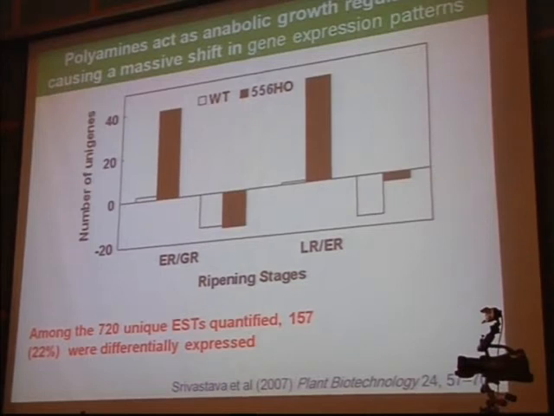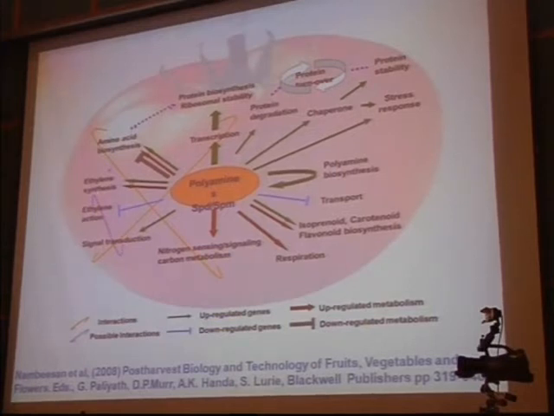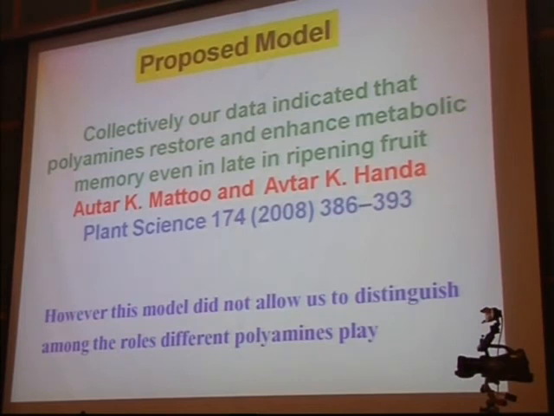We made some microarrays in our lab and tested them, and what we find is that there are a lot more genes which are upregulated than downregulated by the transgene. So basically it suggests that polyamine has a stimulating effect on gene expression. These genes represented a lot of different types of metabolic pathways. You can talk about genes involved in ethylene action, ethylene synthesis, signal transduction, nitrogen assimilation, protein biosynthesis. So collectively, based on this data, we published a proposed model that polyamine will store and enhance metabolic memory even in the late ripening stages.